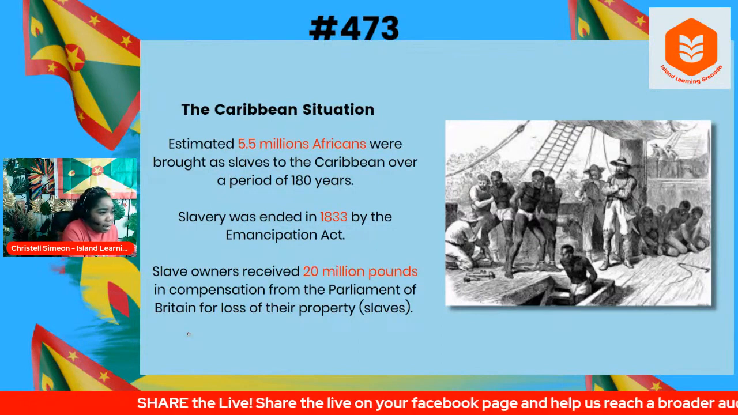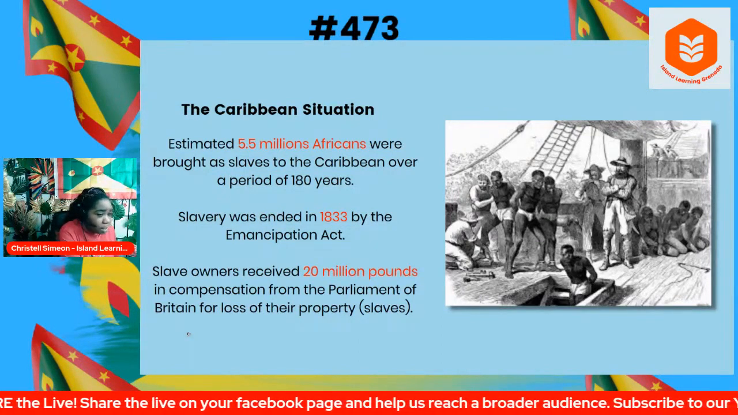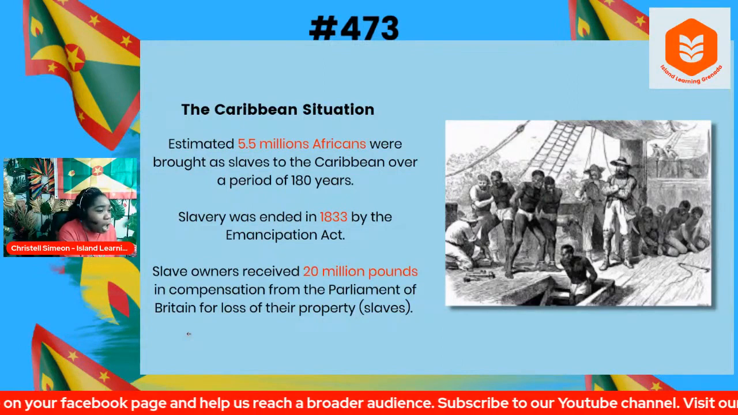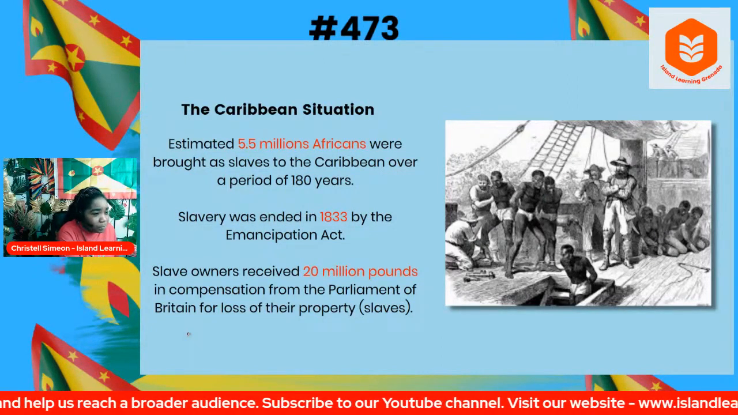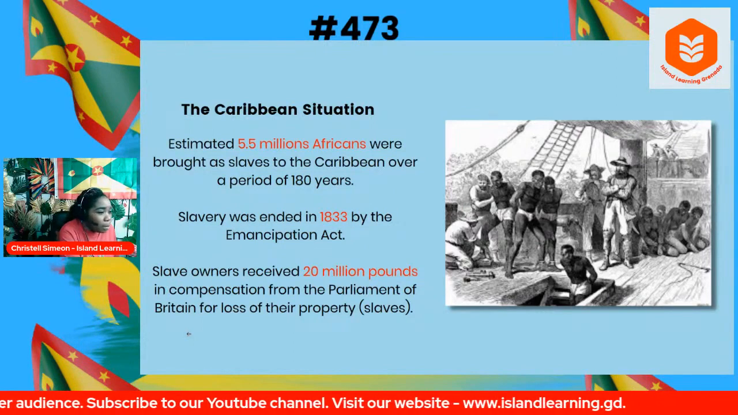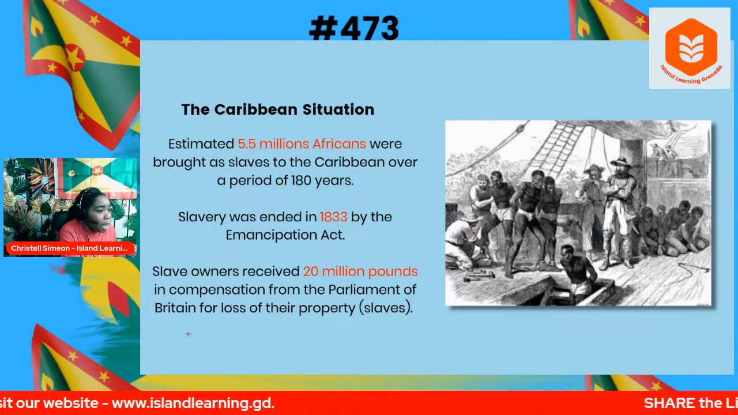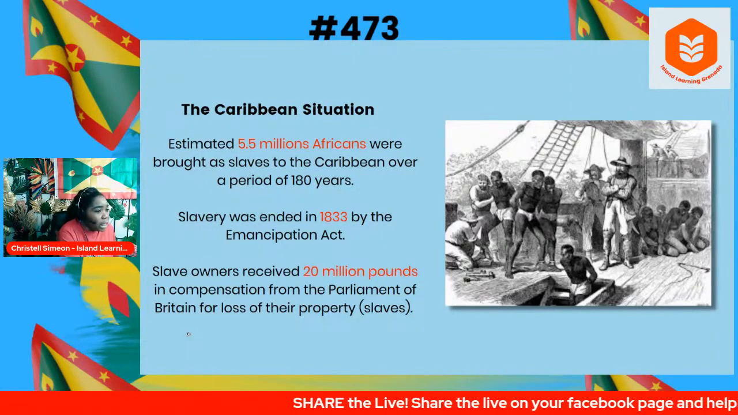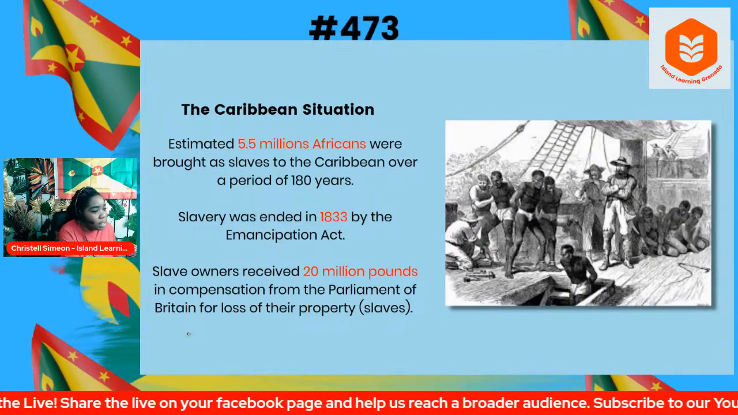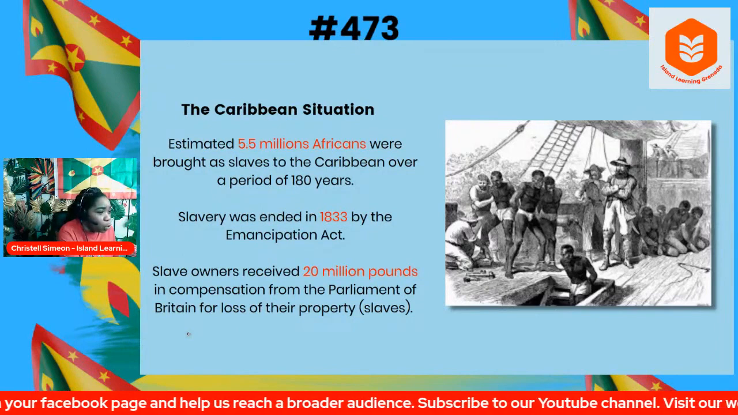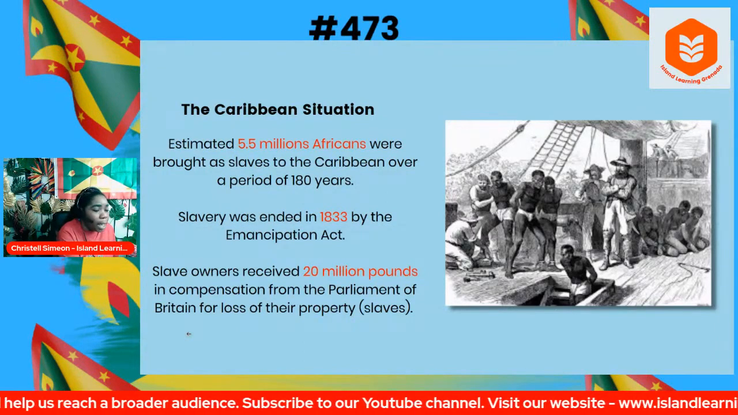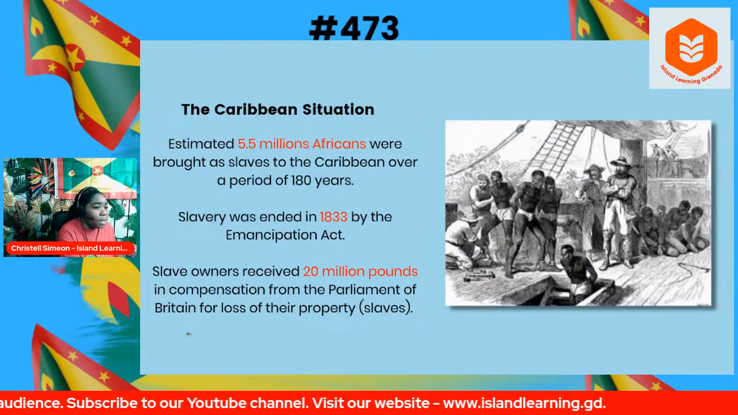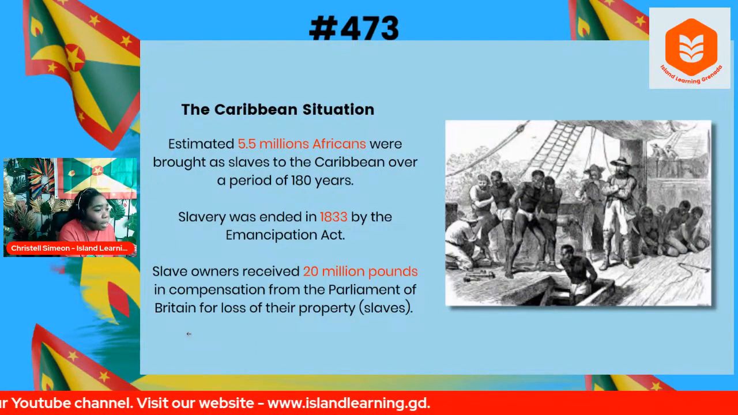Now, when slavery was ended, the slave owners, the plantation owners, they walked away with compensation. They were compensated by the Parliament of Britain at the time. So across the Caribbean, 20 million pounds were provided in compensation to slave owners, plantation owners, those who owned sugar estates in Grenada, and there were many sugar estates. We had Grand Bras, we had numerous ones, right, across Grenada and the Caribbean in total.